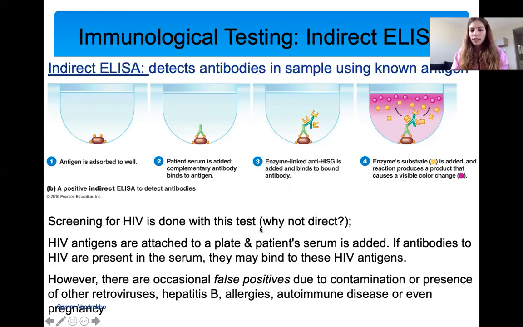So screening for HIV is done with this. The reason is that it's easier to look for HIV antibodies than HIV antigens, because HIV antigens hide in cells. So it's easier to have wells that are coated with different parts of the HIV virus, and then you take a blood sample from someone and you pipette it. And so that's why with HIV, we prefer to use an indirect ELISA. But you can get occasional false positives. False positives is when you see a color change and the person actually does not have the infection. So we usually do more confirmatory tests.